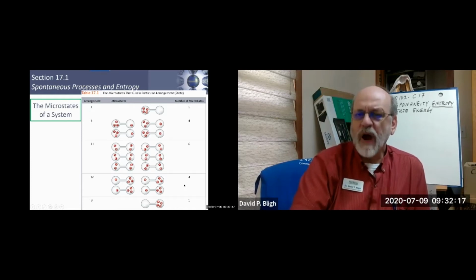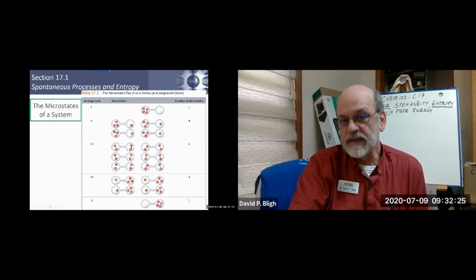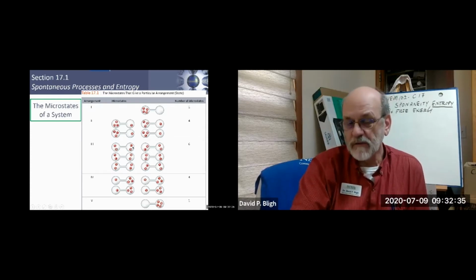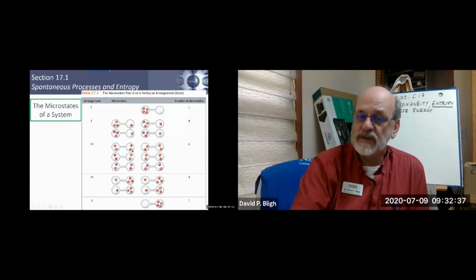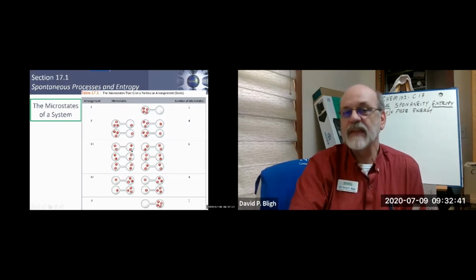So the most probable arrangement is the one with the largest number of microstates. And these 6 microstates say that this arrangement is the most probable, and as it turns out, half the molecules are over here and half of them are over there. That is, assuming these bulbs are both the same volume. Then that argument works.